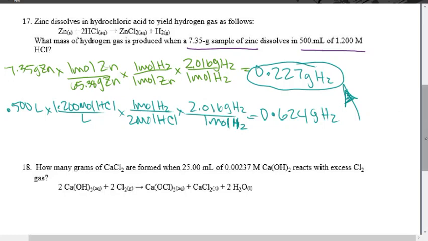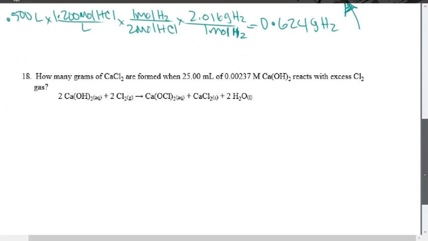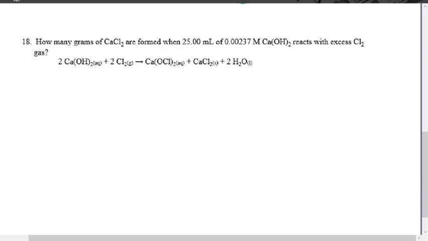Okay, on to number 18. How many grams of CaCl2 are formed when 0.02500 liters of this molarity calcium hydroxide reacts with excess Cl2 gas? This word excess right here is a word you would love to see so you don't have to work out limiting reactant. So all we have to worry about is this bad guy right here. Looks like we're balanced because I see coefficients and it doesn't say anything about balancing.